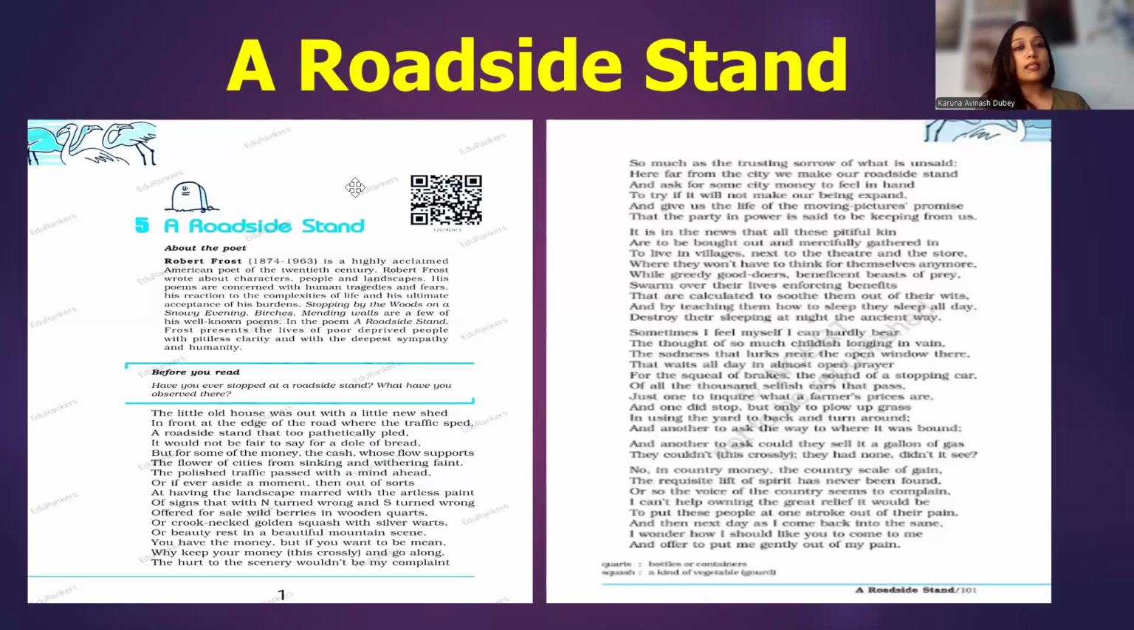So then they also say that you have the money, but if you want to be mean, these people say that you do have the luxury, you do have the authority to help other people, you are in power to help other people, but if you want to be mean, then they do not know what to do. So then they get angry. This "crossly" within brackets means the people who have these roadside stands are angry at the kind of attitude that these rich people have.